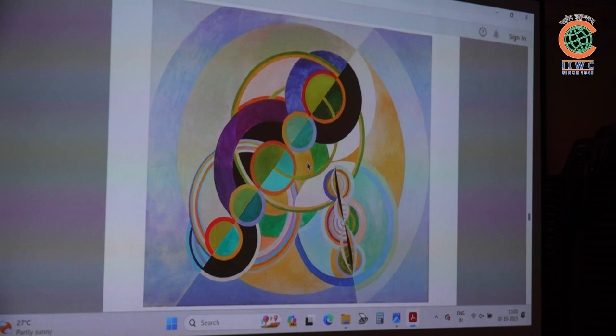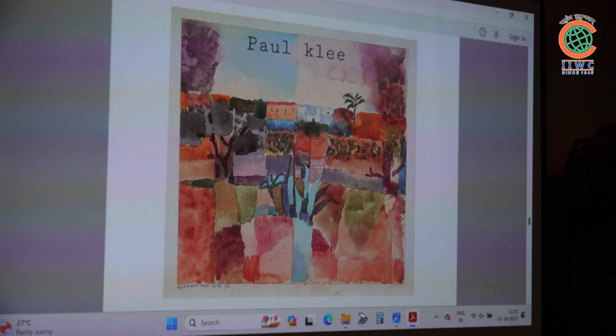You also see the tantric thing and also what we call chakras and all that. That kind of thing is there. It has been there. Paul Klee is another very interesting artist.